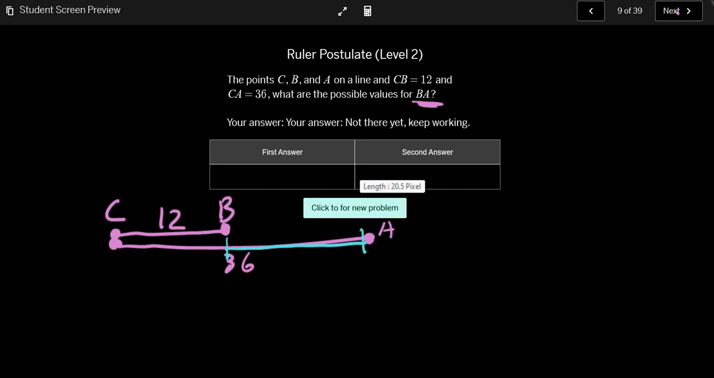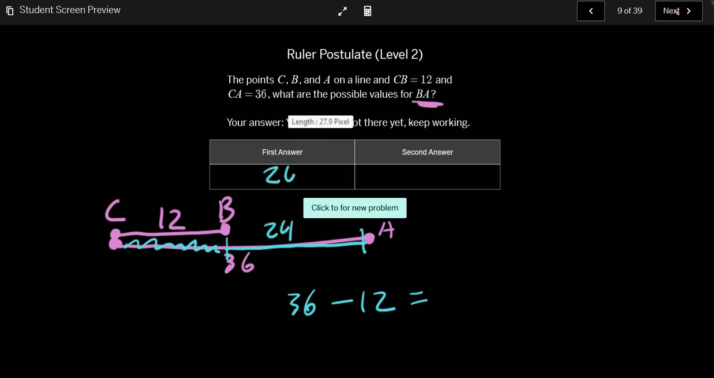We just have to say, okay, well, if the whole thing's 36, we're not counting the 12 that's here. 36 minus that 12 will equal whatever the distance of B to A is. And in this case, that would be 24. So my first answer is 24.